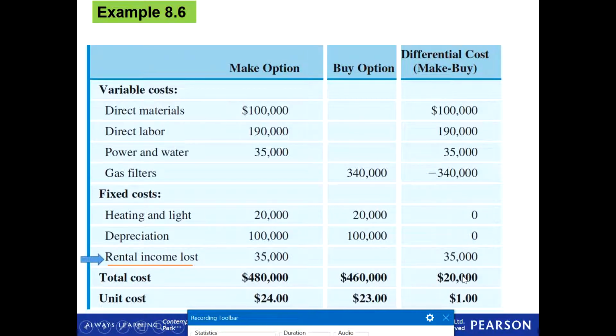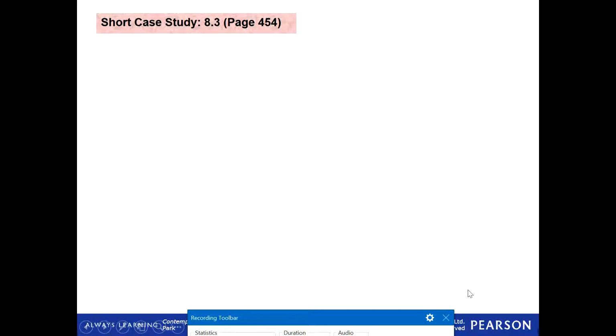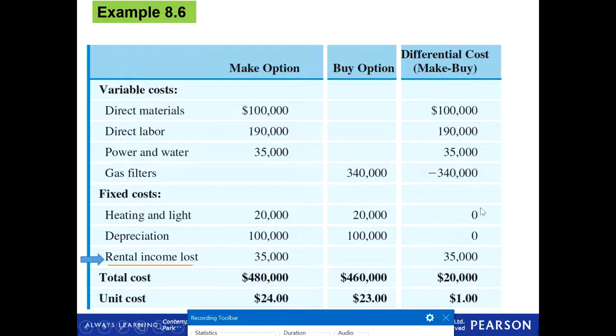20,000 is the differential cost. 20,000 divided by 20,000, or 24 minus 23, is 1. You can just calculate the difference between these two: 480 minus 460 is 20. This is just the differential cost. So basically, if we buy it, it costs us $1 less. This is what we are going to save. So it is better to buy this one, right? The buy option basically has a lower unit cost, and it saves $1 each for a gas filter.